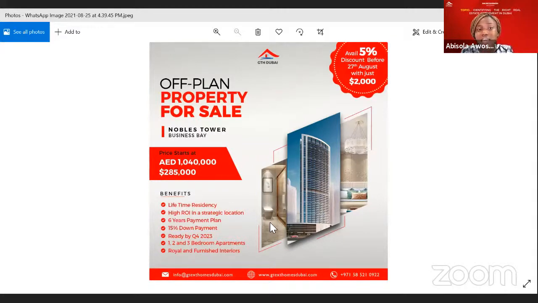So this is one of the best investments for you, and you need to take advantage of it now. Developers rarely give discounts, so when they give discounts, you should just jump into it. They are selling at very affordable rates. This is what you need to jump into.